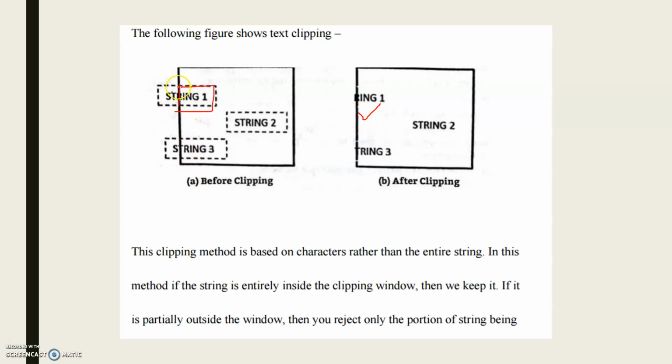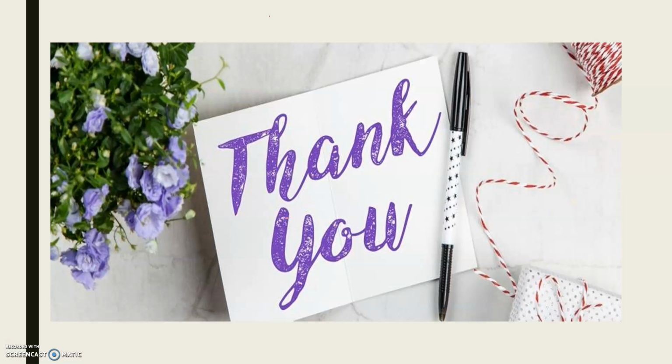In string 1, this portion is displayed, and string 2 will be displayed overall because it is inside the window. Again, this part is outside the window, so this portion will be discarded, and string 3 will be displayed. Okay, that's all about your text clipping method.